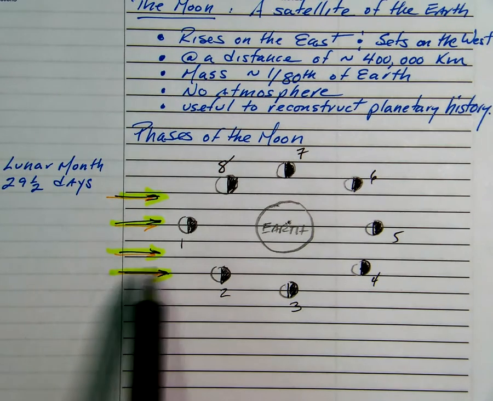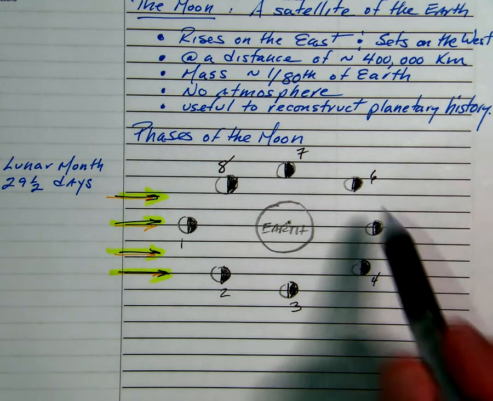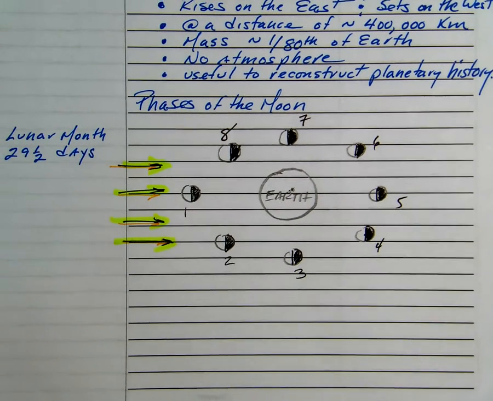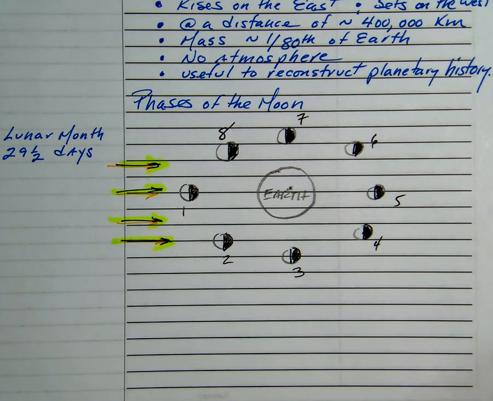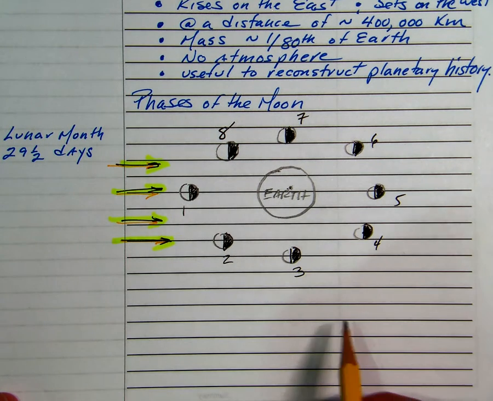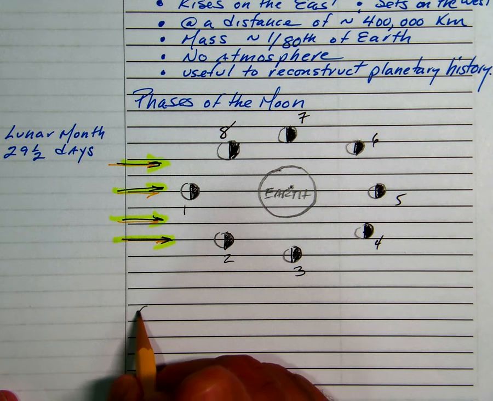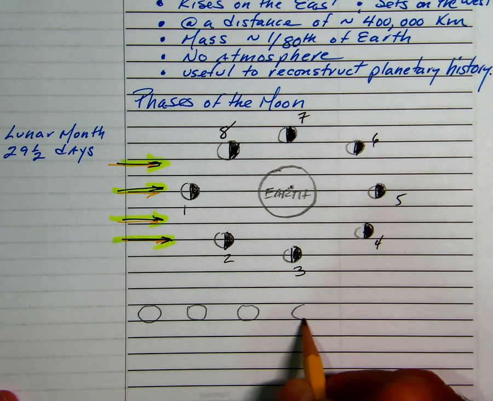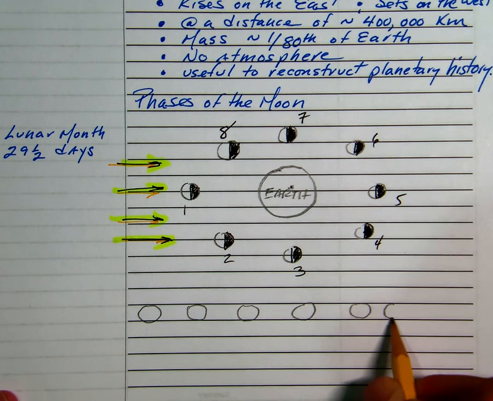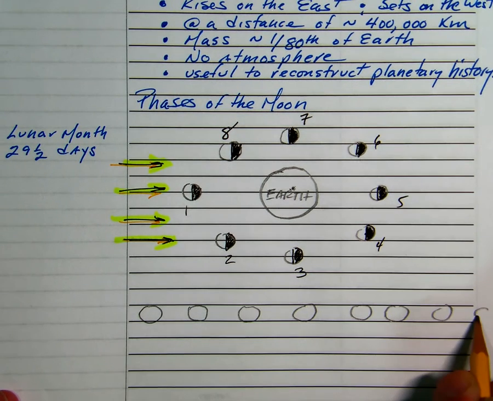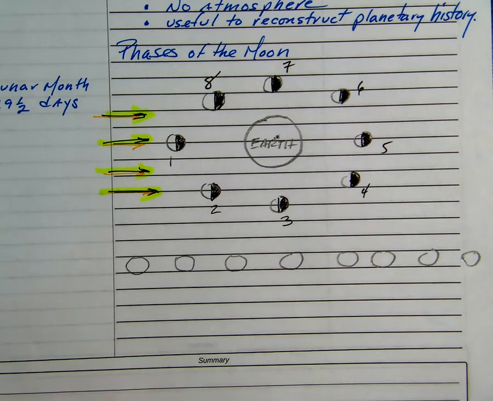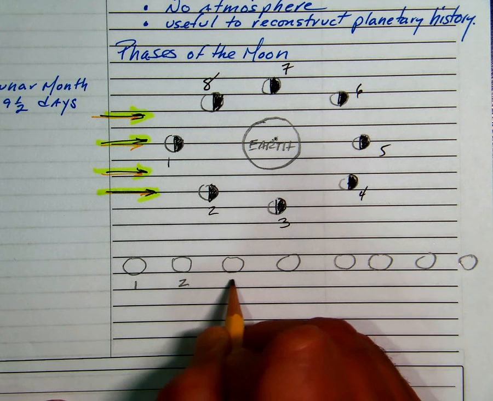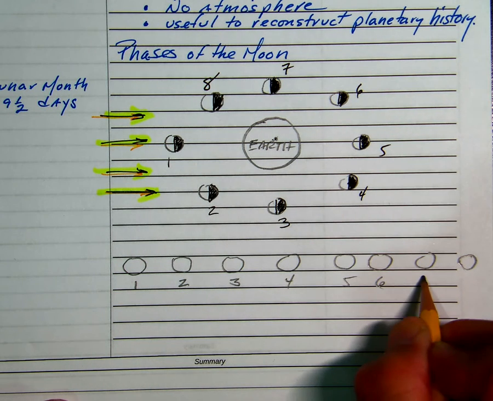So the sun rays are coming in, and for each one of these images I'm going to draw underneath and see what the moon looks like, to be able to draw the different phases of the moon. So I'm going to draw 8, hopefully spaced out nicely. So you would have 1, 2, 3, 4, 5, 6, 7, and 8 at the end. Let's number them so we know what these are.